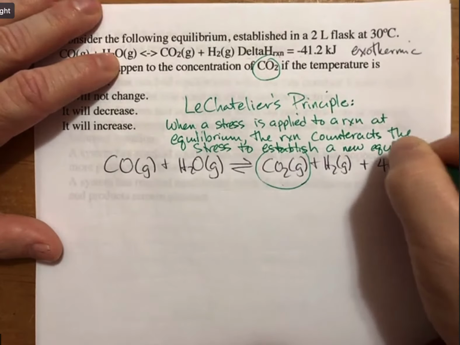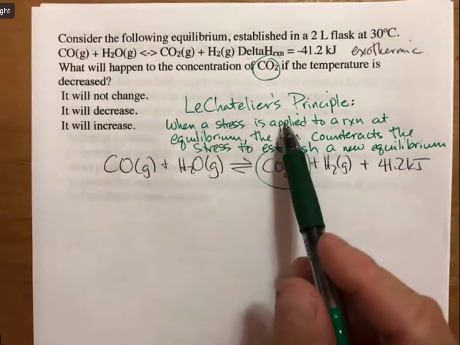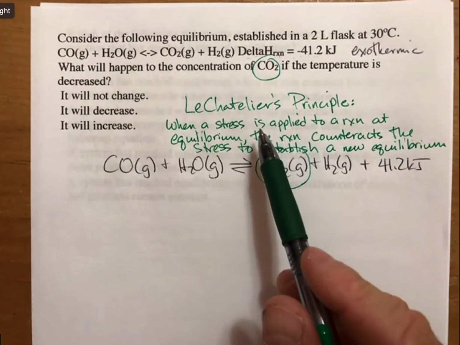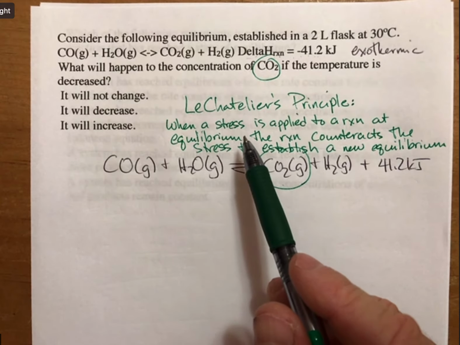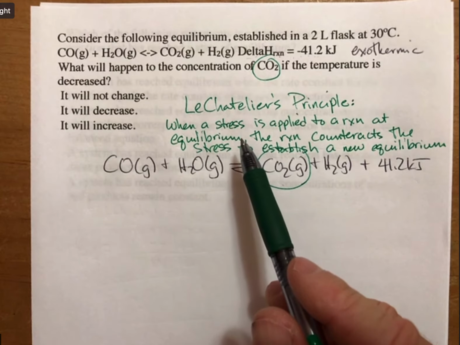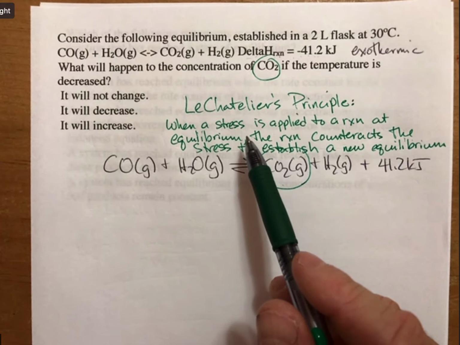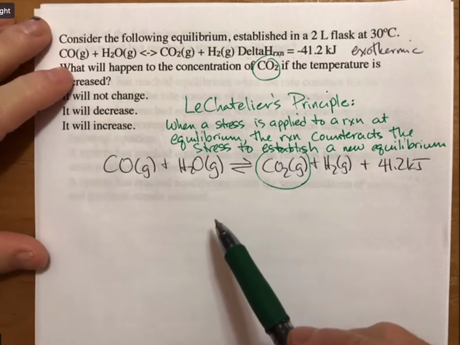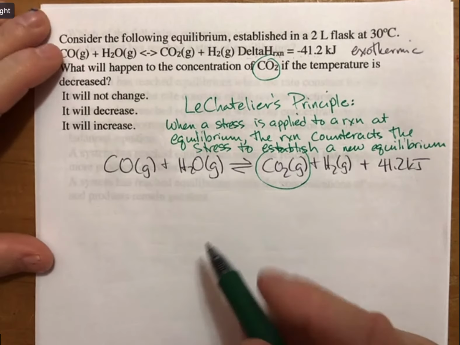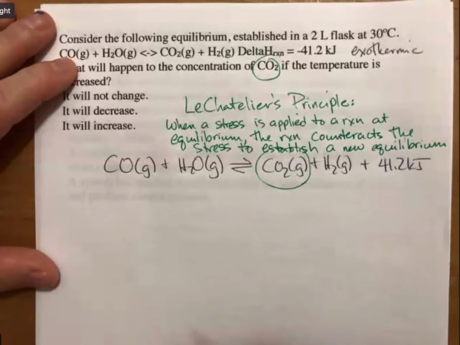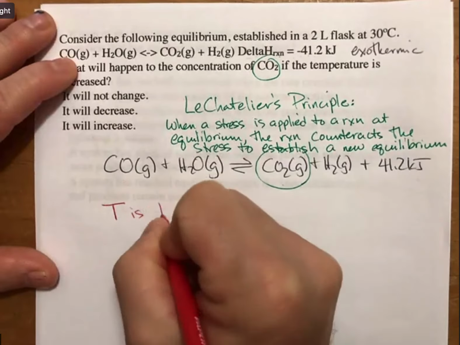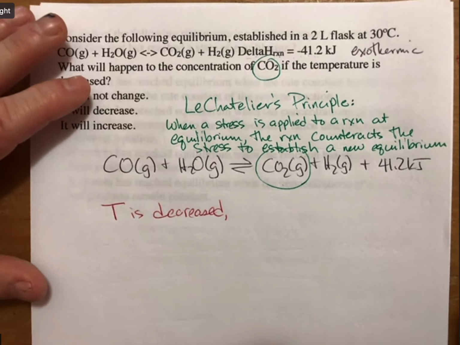Now, the way this works is there are three different things that you can do. You can change the temperature, you can change the concentration, and you can change the pressure. This one happens to be the temperature one, and the way the temperature works is that if the temperature is decreased, that is equivalent to saying that heat is removed.